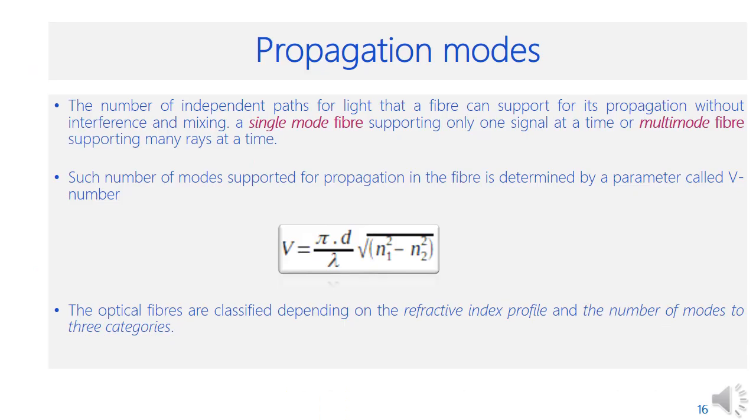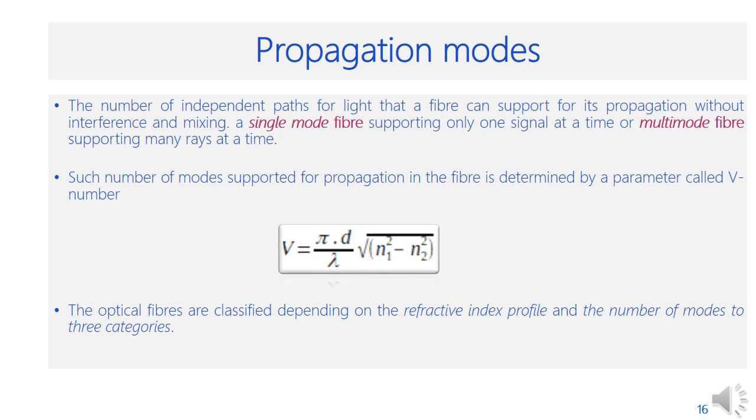In fact, the light ray can propagate in the fiber through a single mode, one path supporting one signal, or by multi-mode, supporting many rays. The number of modes supported for propagation in the fiber is determined by a parameter, the V number, as given by this equation, where lambda is the wavelength of light and d is the core diameter.